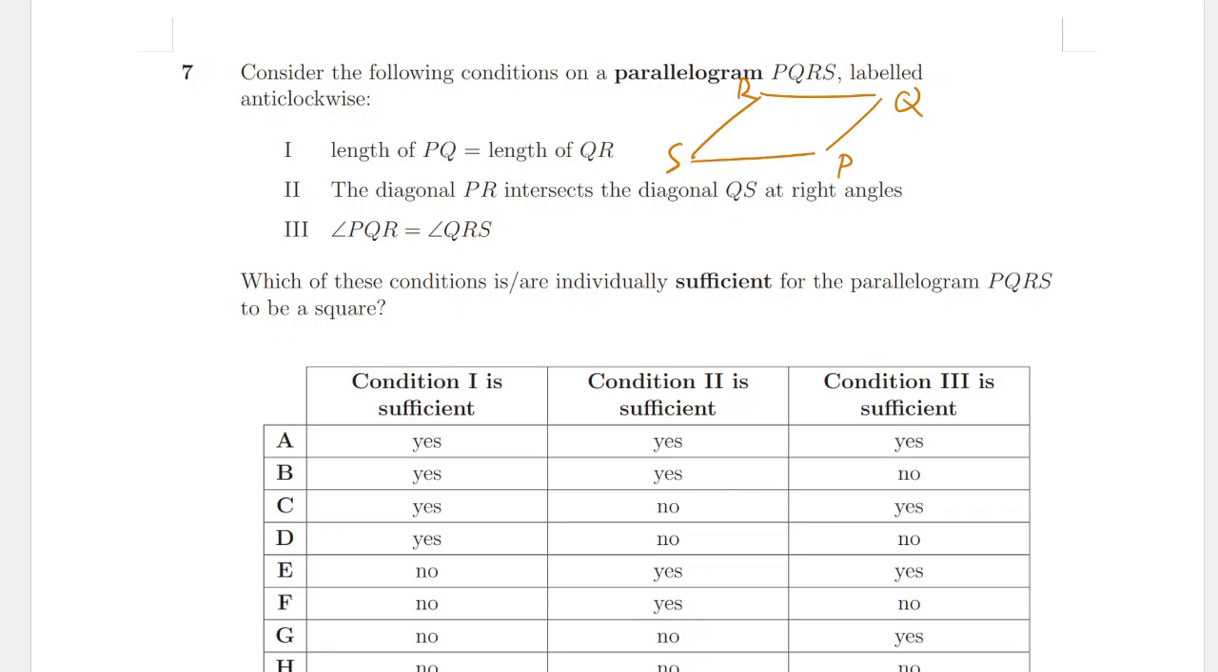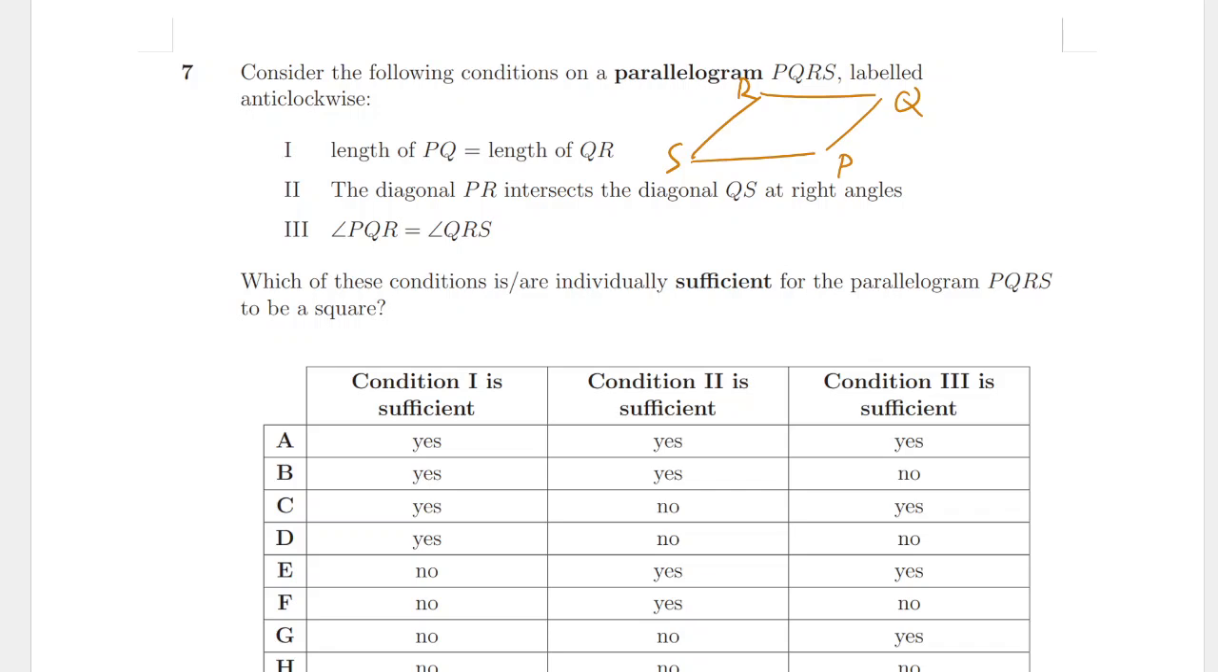Okay, so if I were to check if each of these are sufficient, what should I do? The thing I would do is consider one condition, and then draw something which is a parallelogram, but not a square, but still satisfies that condition, right? If I can draw such a thing, then it's not sufficient. Agreed? Okay, so let me repeat that. If I draw a parallelogram which satisfies that condition, but is not a square, then it's not sufficient. Okay, cool. So let's do that.